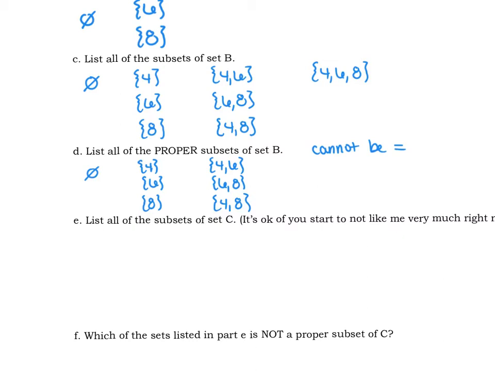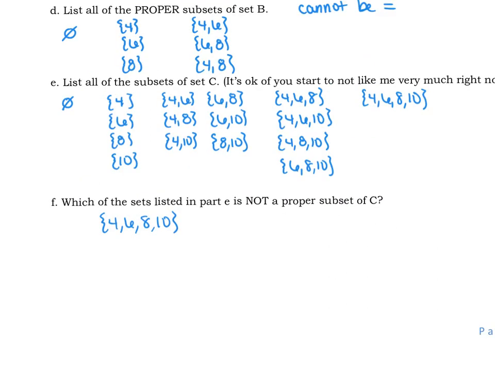All right, pause the video again. Now list all the subsets of set C. All right, so check it out. How did you do? Again, I've got the empty set, then my sets that contain a single element, 2 elements, 3 elements, and 4 elements. You should have a total of 16.